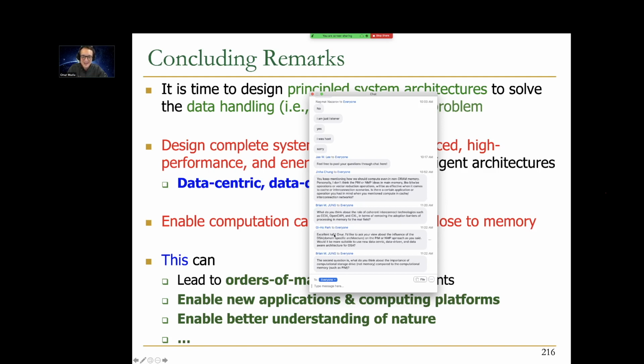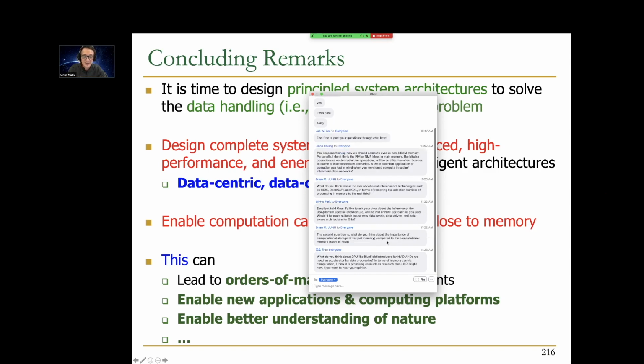Okay, Giho asked, excellent talk, Onur. Nice to see you, Giho. And I'd like to ask your view about the influence of the DSA, domain-specific architecture, on the PIM or NMP approach. As you said, would it be more suitable to use new data-centric, data-driven, and data-aware architecture for DSA?